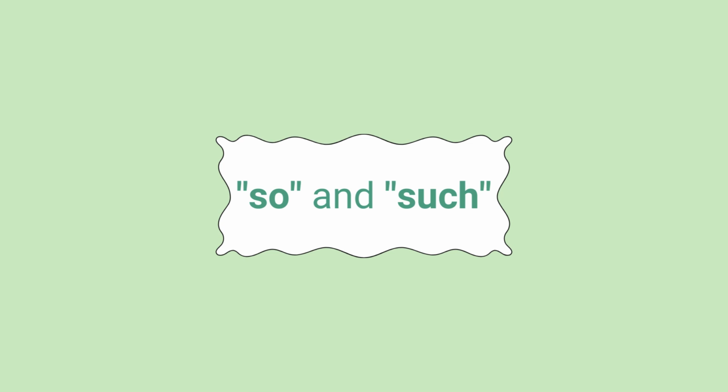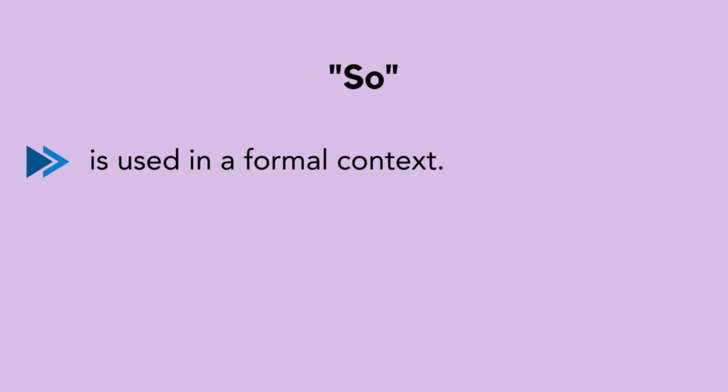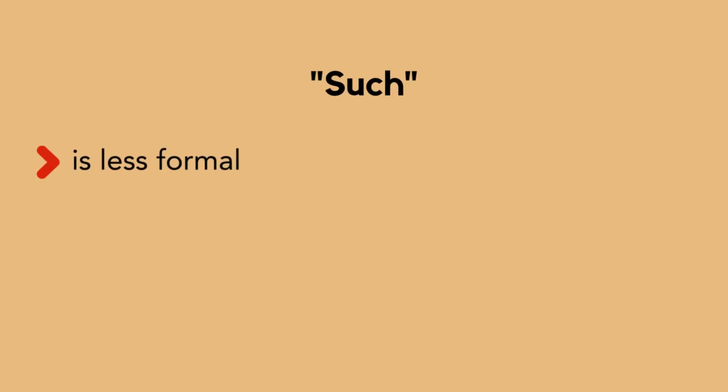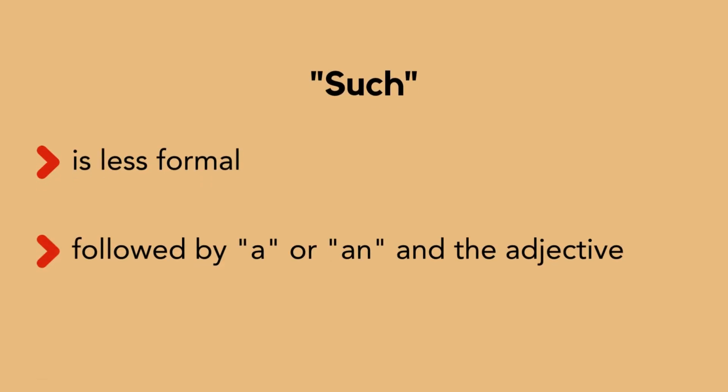Now let's discuss a main difference between so and such. So is used in a formal context. It comes before an adjective followed by a or an and a noun. But such is less formal and followed by a or an and the adjective.